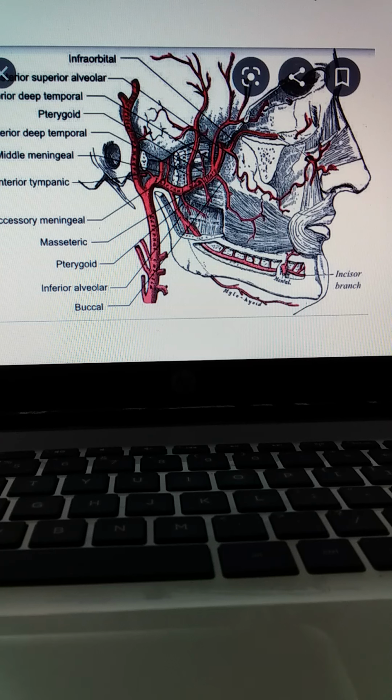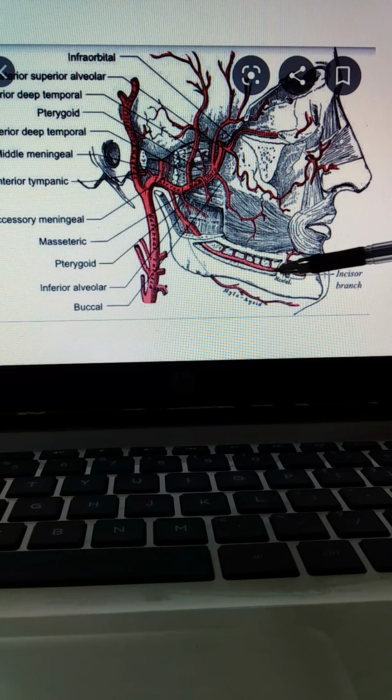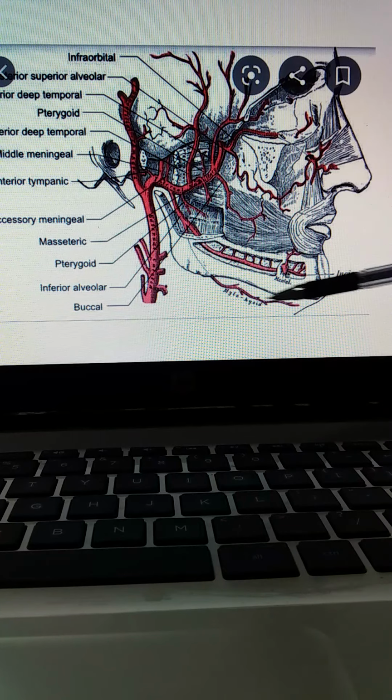Then in the mandibular canal, the artery gives branches to the mandible and the roots of the teeth. Then finally it gives the mental branch. Going further ahead, it passes through the mental foramen as the mental branch to supply the chin. Again, I will be talking about the inferior alveolar.